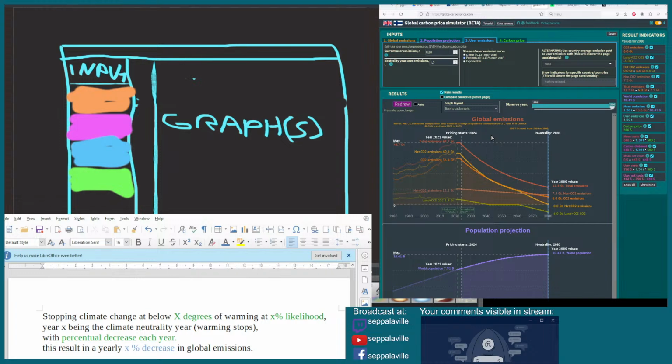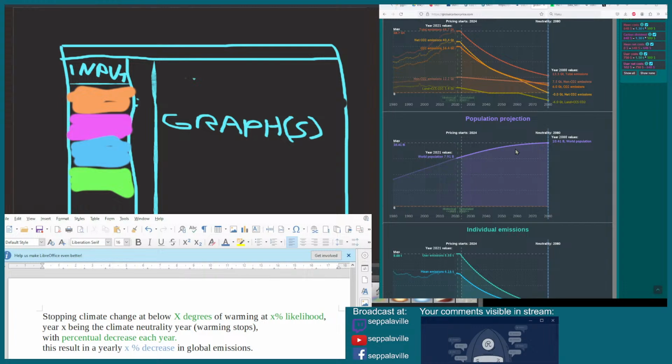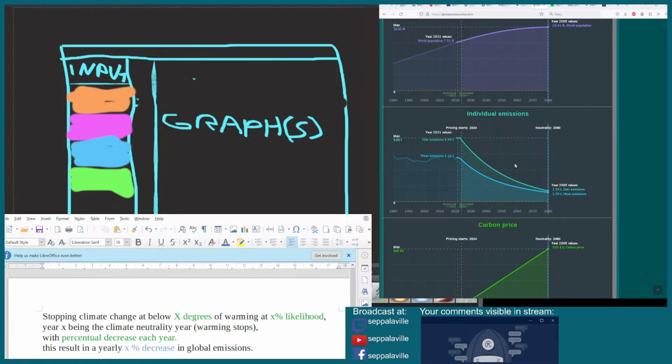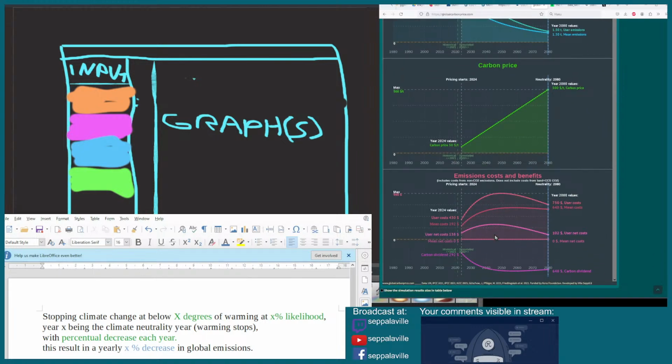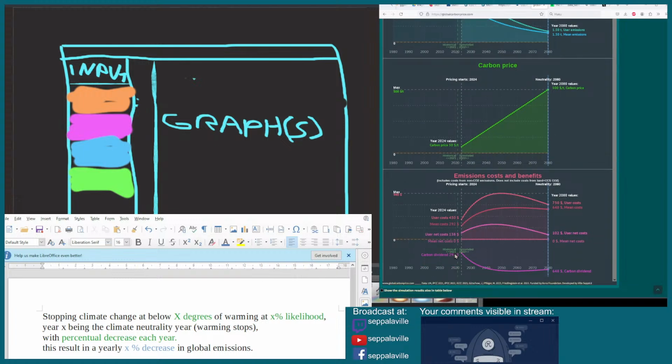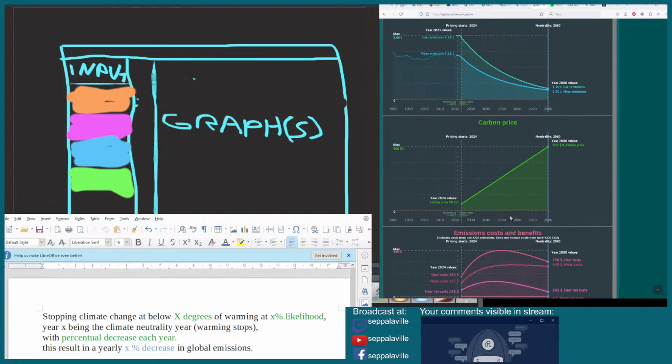So here we have gigatons, and then we have billions of people, and then we have tons of emissions, this kind of individual emissions. Then we have a carbon price, and then we have emission costs. Carbon price is in dollars per ton, and the emission costs and benefits are in dollars. So maybe these could fit nicely in the same scale, but I don't know.